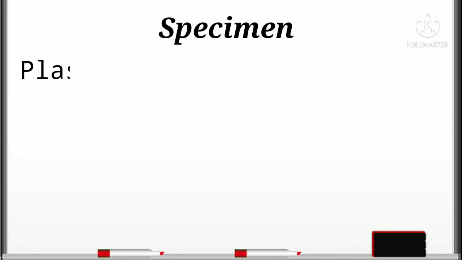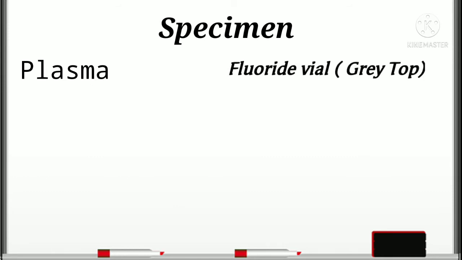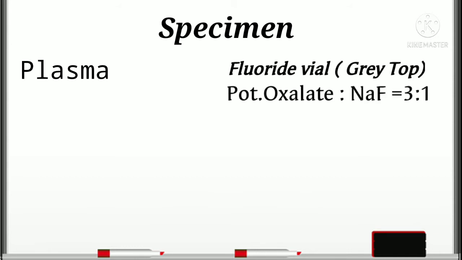Coming to the next point, specimen. For the blood glucose estimation by GOD-POD method, plasma is required. And the best choice vial is fluoride vial containing sodium fluoride and potassium oxalate with a ratio of 3:1.